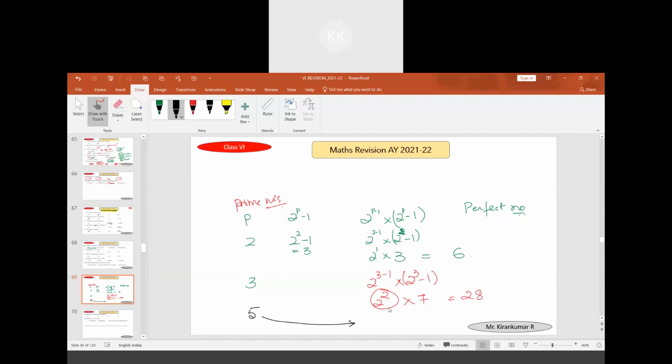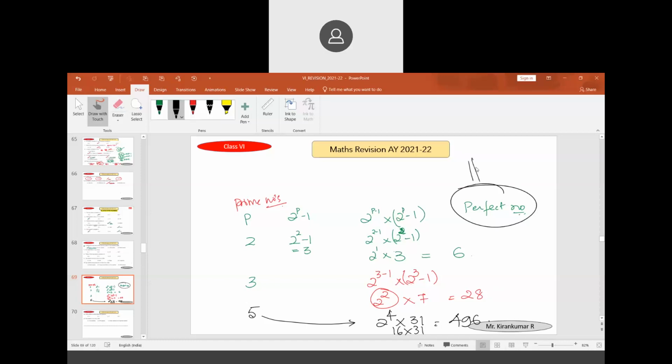2 to the power of 5 minus 1 is 2 to the power of 4, multiplied by 2 to the power of 5, which is 32 minus 1, 31. 2 to the power of 4 is 16. 16 times 31, we get 496. So it is a perfect number. The concept is true only for prime numbers in consideration here.